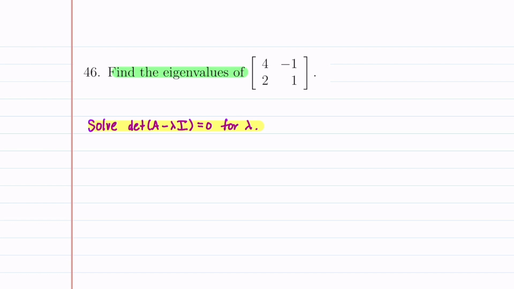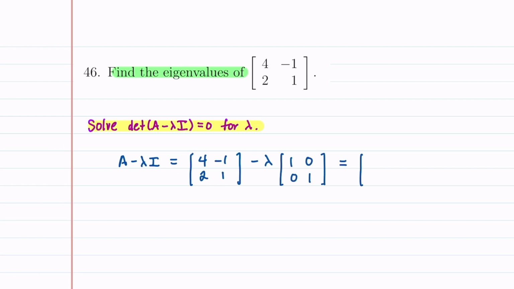Let's go ahead and set this up. Let's first compute A minus lambda I. That's going to be our matrix 4, 2, minus 1, 1, and then we're going to subtract off lambda times our identity matrix. And this is going to give us 4 minus lambda, minus 1, 2, and then a 1 minus lambda. So that's A minus lambda I.